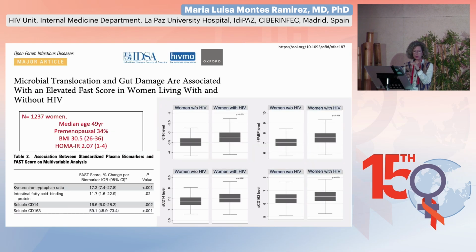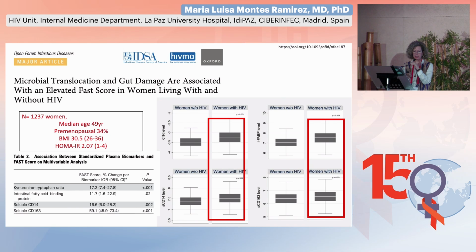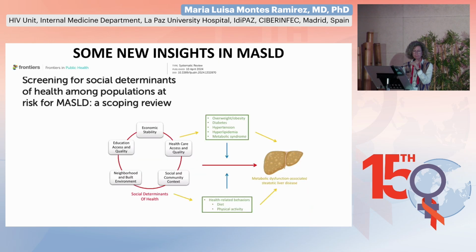Another study in women analyzed the microbial translocation and gut damage in women with HIV with MASH, and they observed worse markers in women with HIV for both conditions. Interestingly, they also describe an association between FAST score and microbial translocation and gut damage markers.